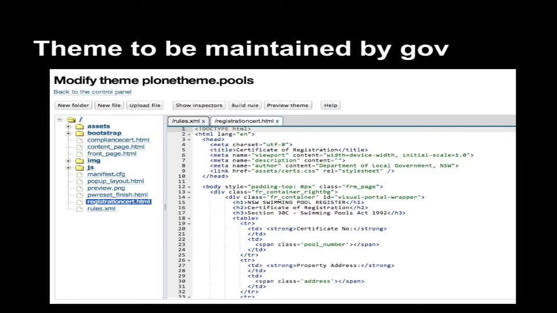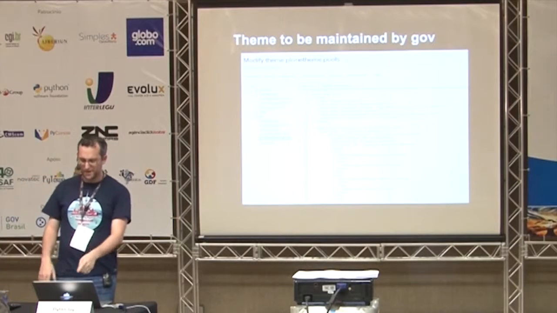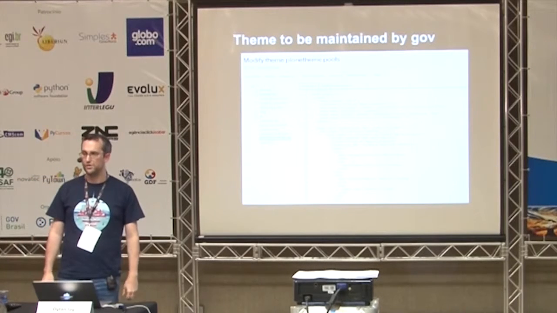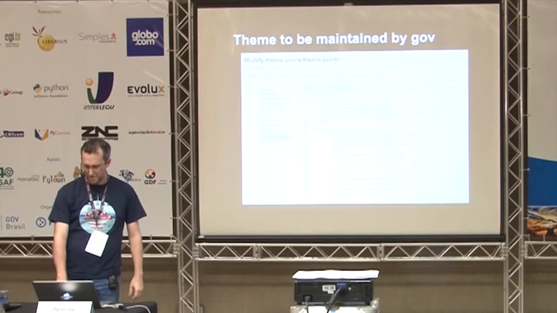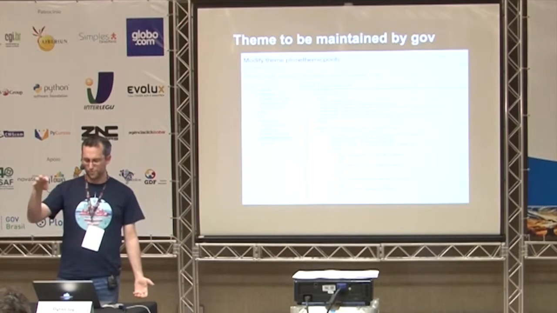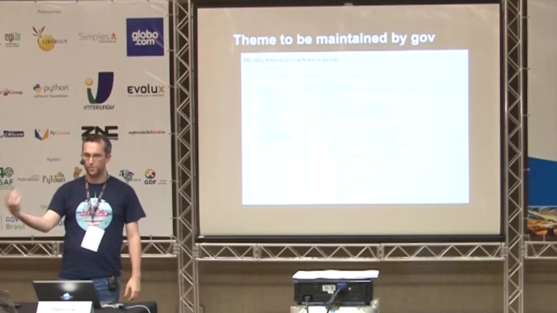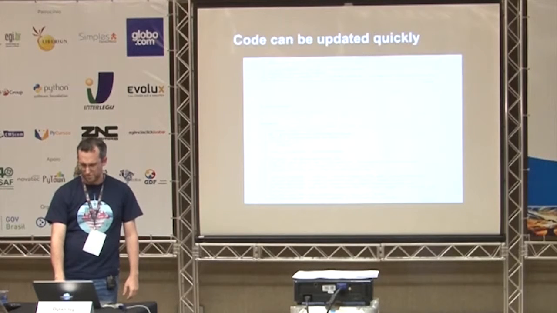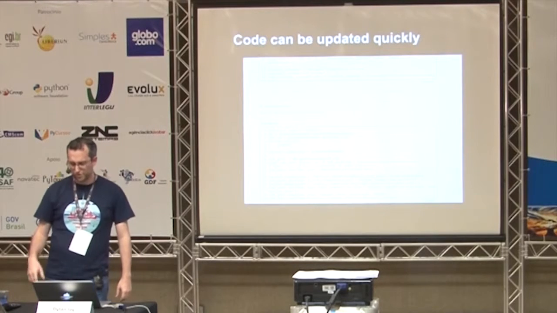There's the theme, and what's really interesting is that all the certificates, we generate PDF certificates for pool owners and stuff. That's all using Diazo. So again, we can hand that over to the council, to the government, and say, go modify your own templates. You want to add a few extra words in there, they can add it straight into the template here. So it's combining a Plomino form with a template and then doing PDF generation.